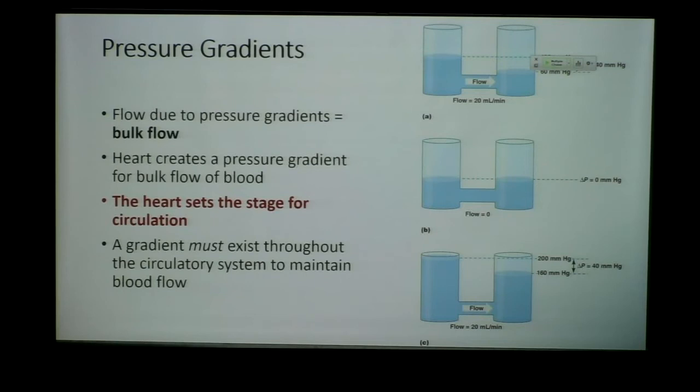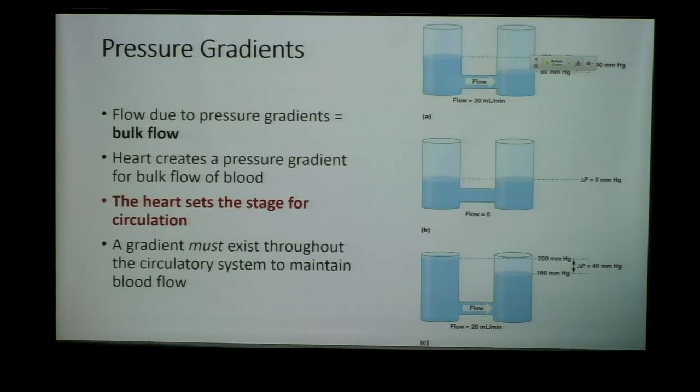That heart is creating the high pressure, right? Which is that one side of the gradient. And then on the venous side, we have low pressure. And so blood wants to naturally move from the arterial side into the venous side. And so the heart is what really sets the stage for circulation. And I really want you to remember that. Without the heart, blood would not flow through our vasculature because we would not have a pressure gradient.